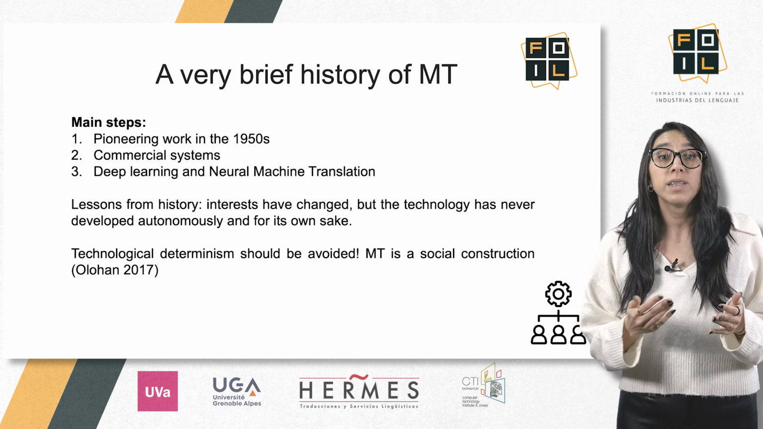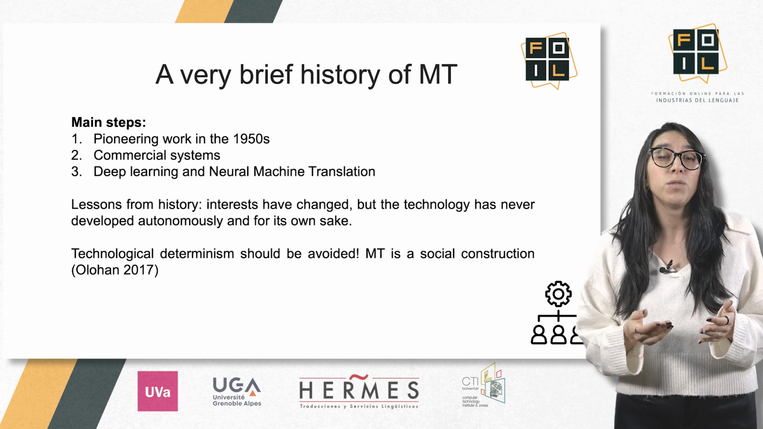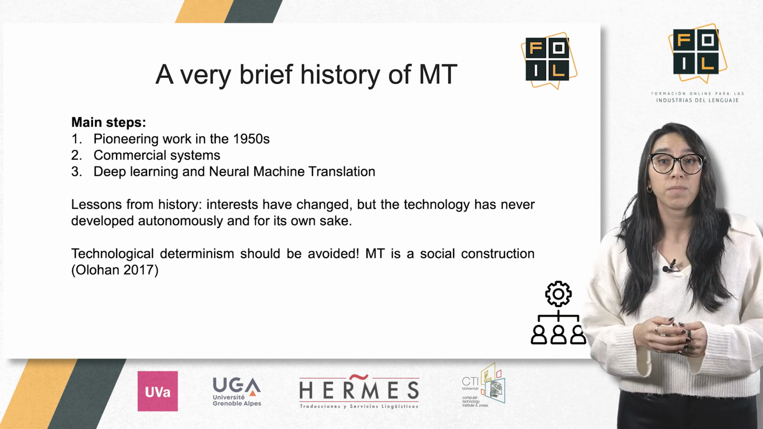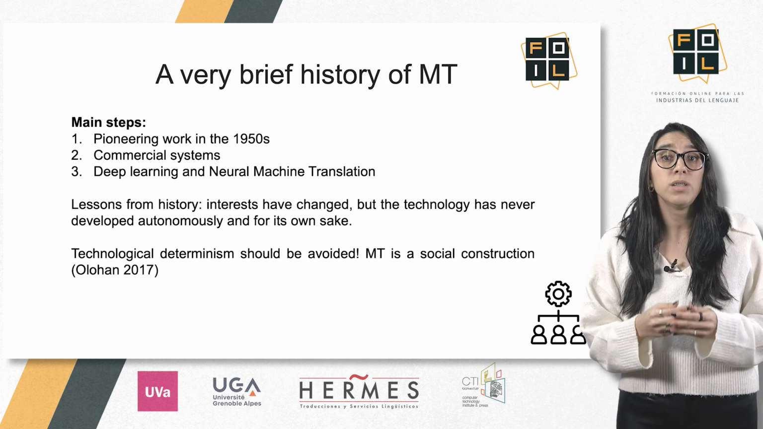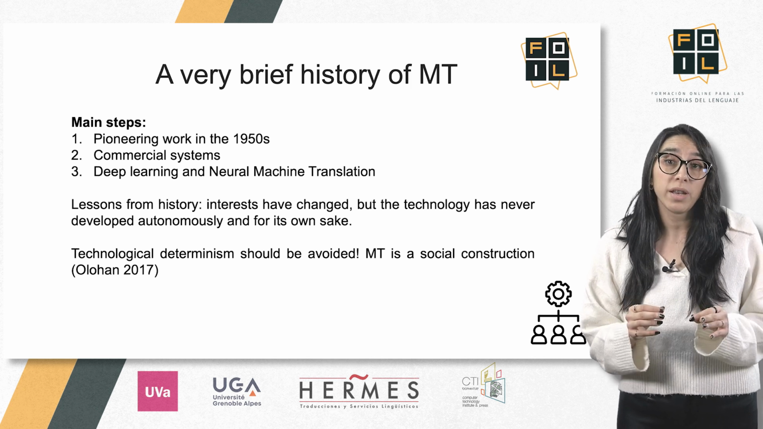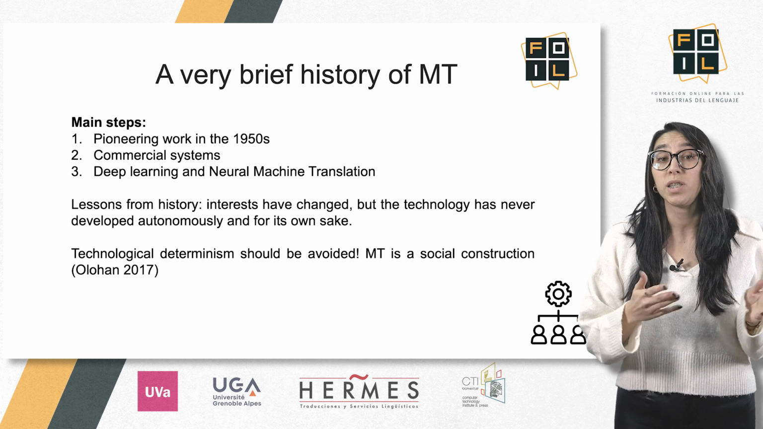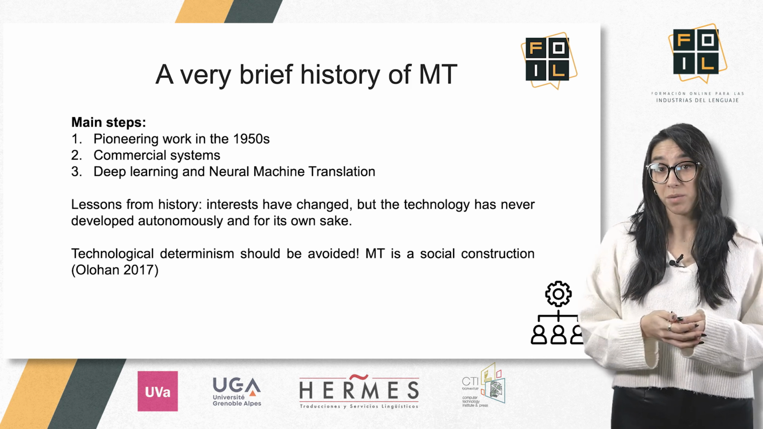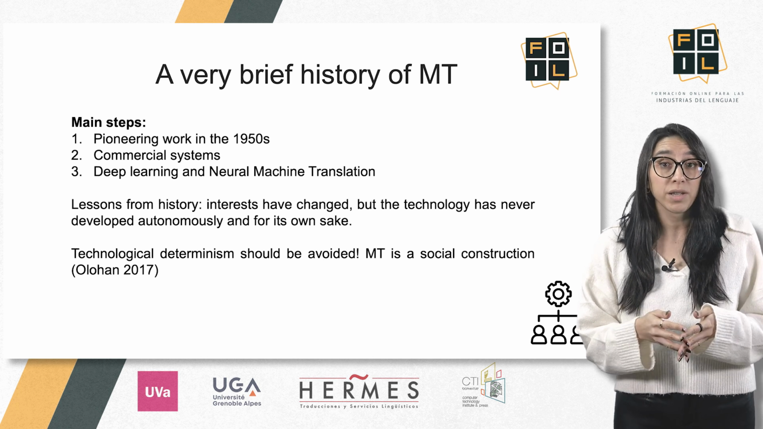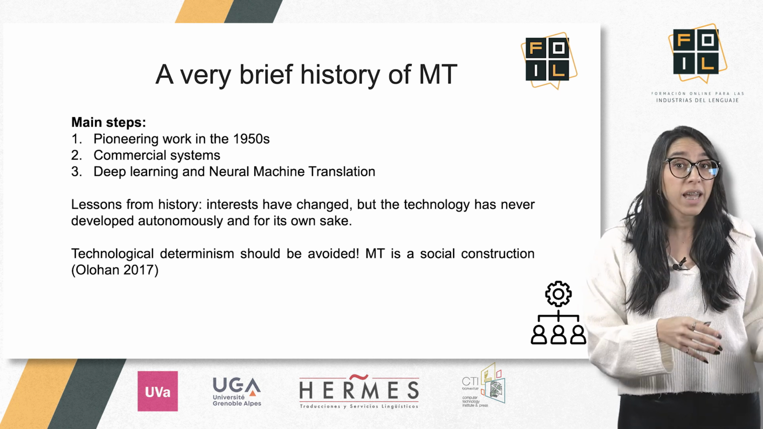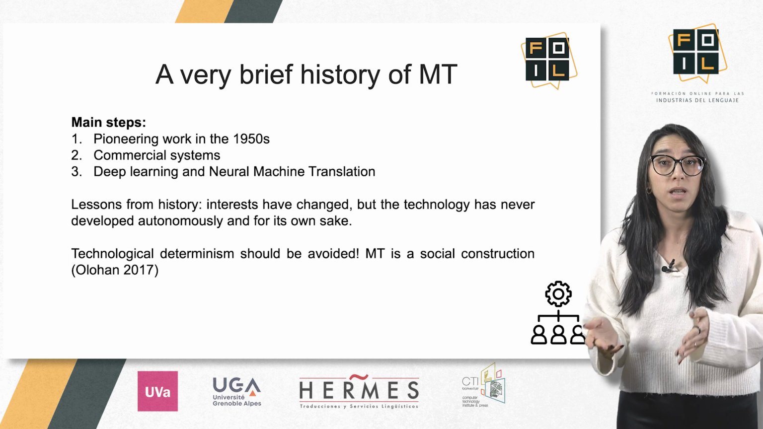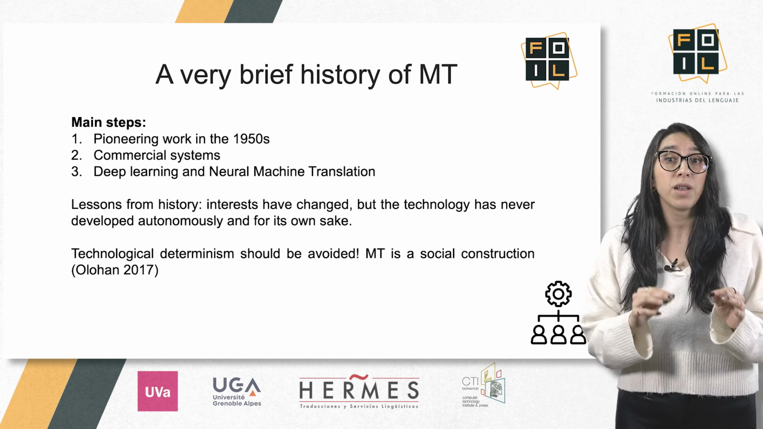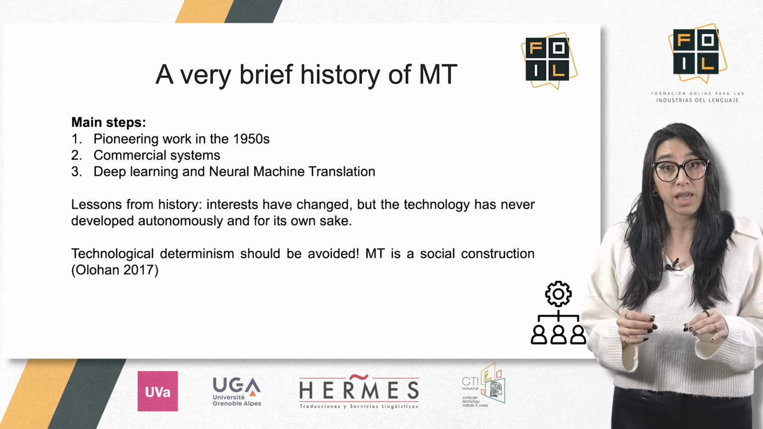Then, commercial systems started developing a few decades later, leading up to statistical machine translation. And the last step occurred in 2016, when deep learning was used to produce what is known as neural machine translation. What do we learn from history? We see that interests have changed from the states and the military to companies, but that throughout history, the technology has never developed autonomously for its own sake.